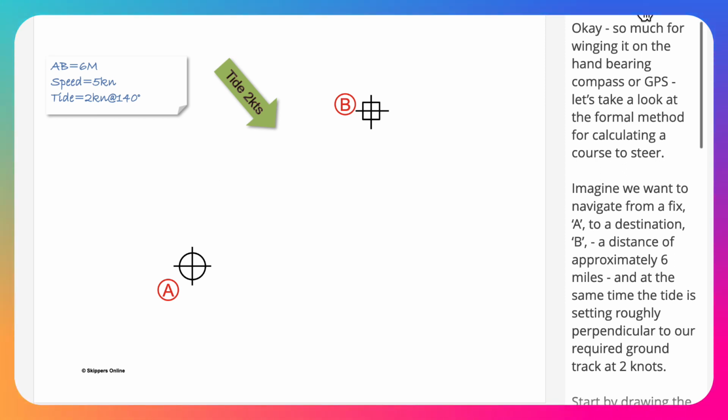Imagine we want to navigate from a fix A to a destination B, a distance of approximately 6 miles, and at the same time the tide is setting roughly perpendicular to our required ground track at 2 knots. Start by drawing the ground track from A to and through B and mark it with 2 arrowheads, which is the symbol for ground track.